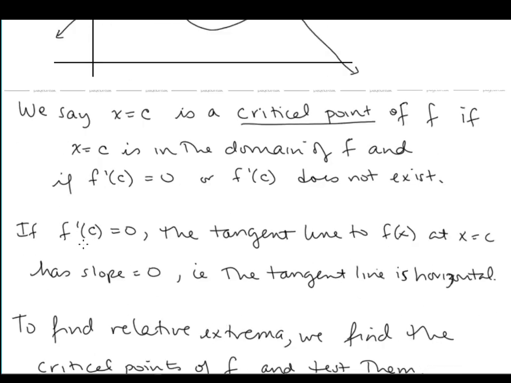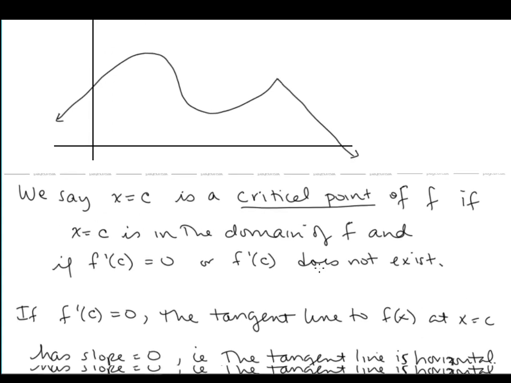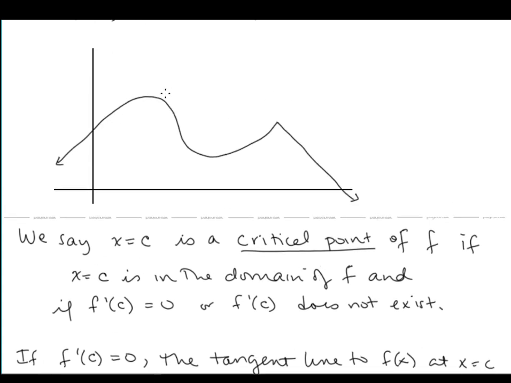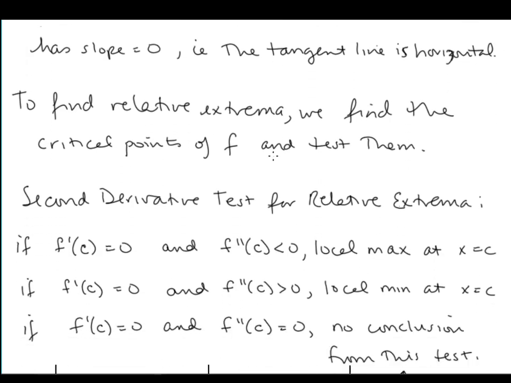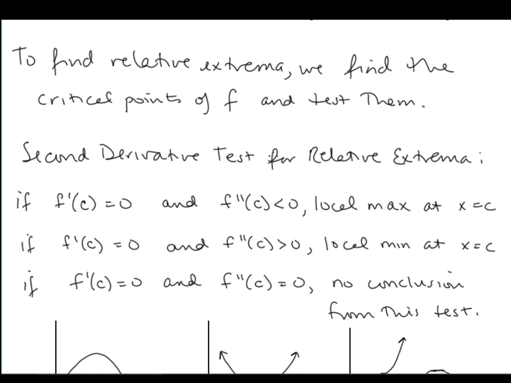And we note that if f prime is equal to 0, the tangent line to f of x at x equals c has slope 0, which says the tangent line is horizontal. So here we'd have a horizontal tangent line, and here we would have a horizontal tangent line. So to find relative extrema of f, we find the critical points and test them.